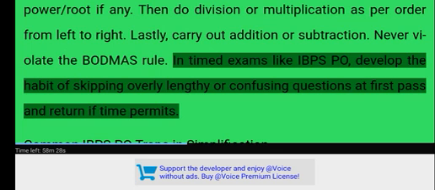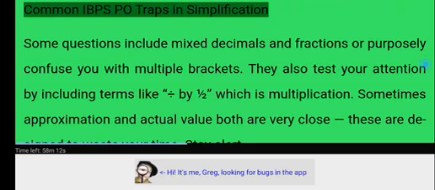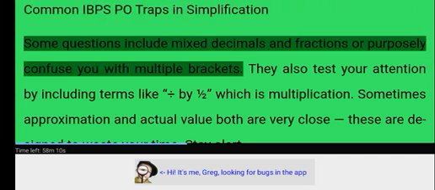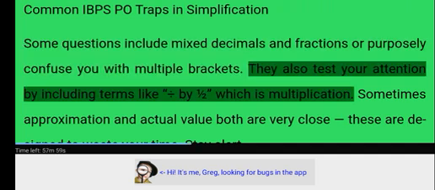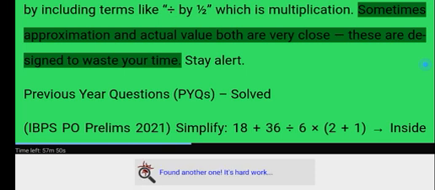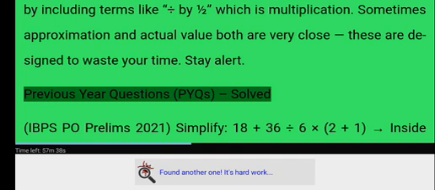In timed exams like IBPS PO, develop the habit of skipping overly lengthy or confusing questions at first pass and return if time permits. Common IBPS PO traps in simplification: some questions include mixed decimals and fractions or purposely confuse you with multiple brackets. They also test your attention by including terms like divided by 1/2, which is multiplication. Sometimes approximation and actual value both are very close. These are designed to waste your time. Stay alert.